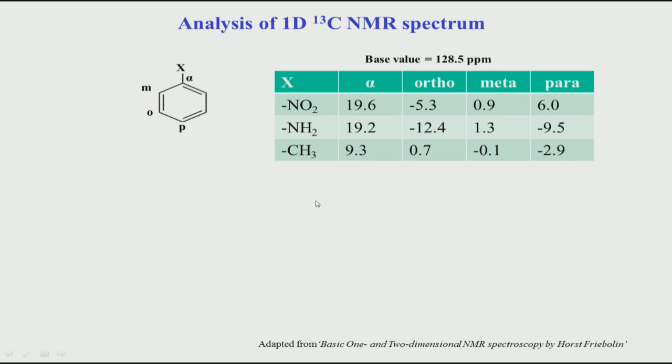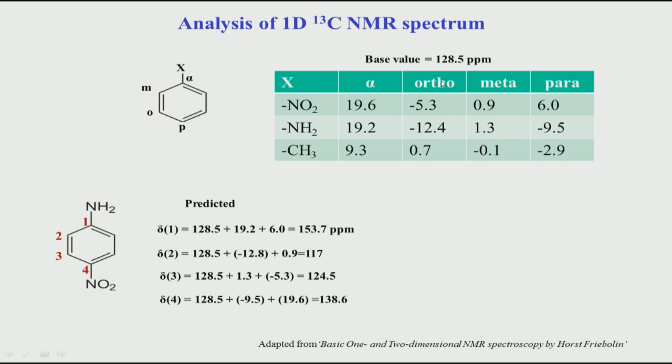So, in the case of an aromatic system, the same principle, you start from a base value which is 128. Again remember, aromatic peaks come always between 100 to 150. So, the base value is somewhere in that region, and that is 128.5. Now, based on the substituents at ortho, meta and para positions, there is a typo here, this is meta and this is ortho. So, this is ortho position, this is meta position. You can see that there are different values, and then you can also calculate again based on these rules.